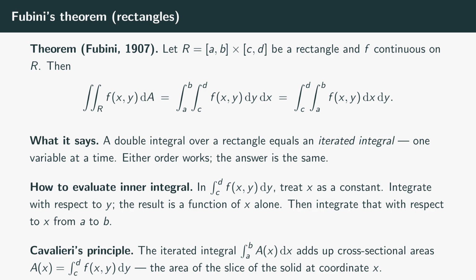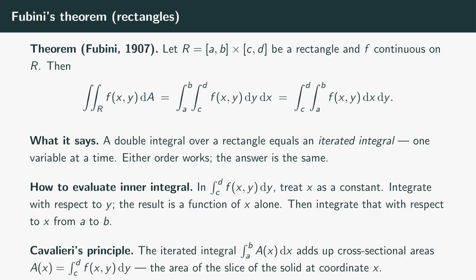Concretely, the double integral over capital R of f dA equals the integral from a to b of the integral from c to d of f of x, y, dy, dx. You can also do it in the other order, the integral from c to d of the integral from a to b of f of x, y, dx, dy, and Fubini guarantees the same answer.